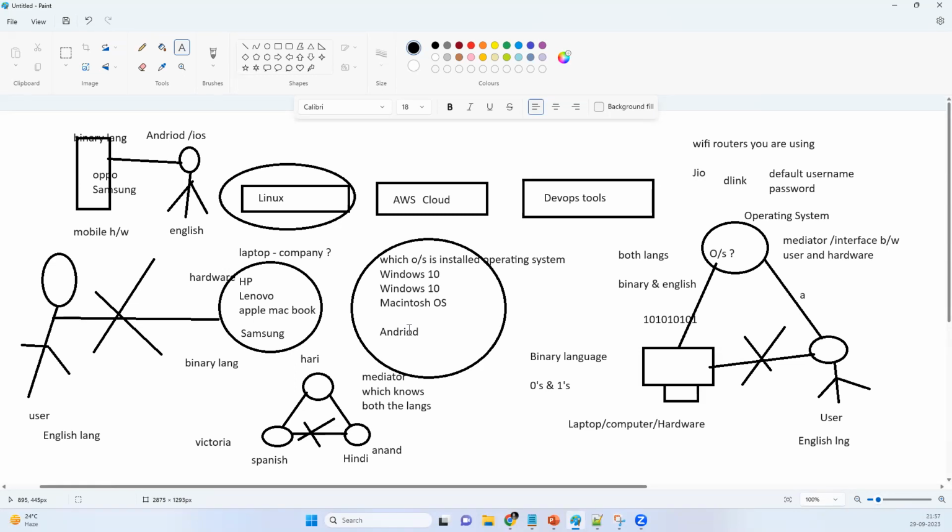Whatever it may be, either Windows, Linux, iOS, or Android, whatever the OS is. If you want to interact with any hardware, definitely there will be an OS installed on that machine. Guys, now you understood, right? What is an OS? An operating system is a mediator or interface between user and hardware.